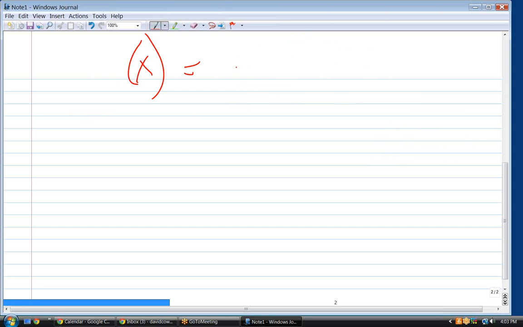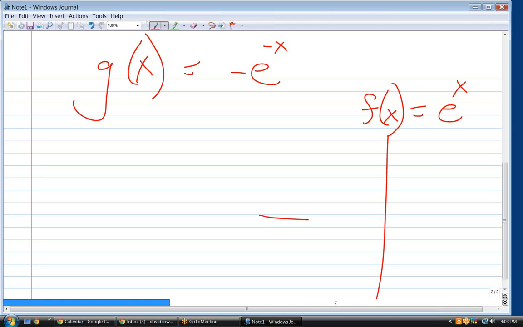So, how about this one here? What's the parent function? e to the x power. Looks like that. Well, let me draw it a little bit better. It doesn't touch the x-axis. It's a typical exponential function.